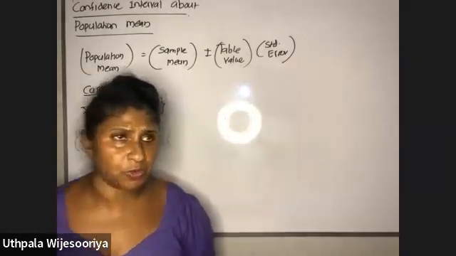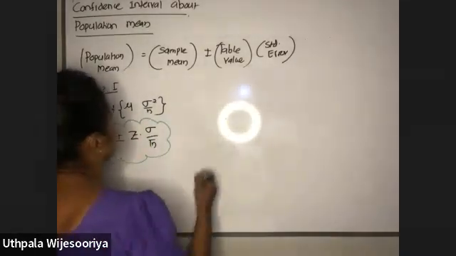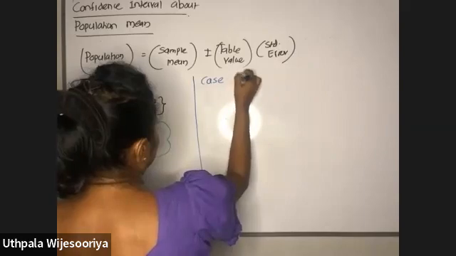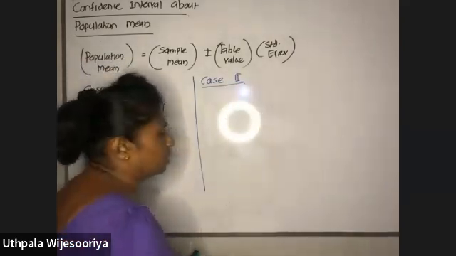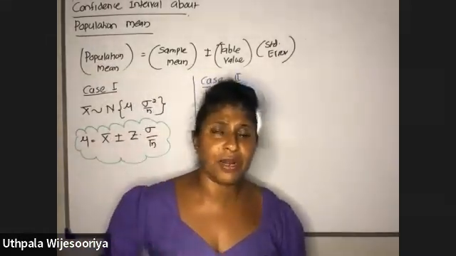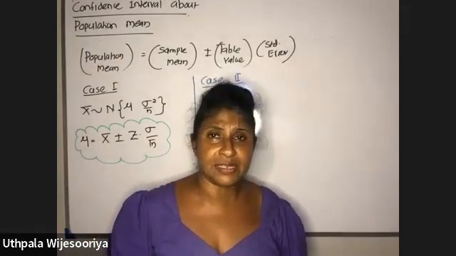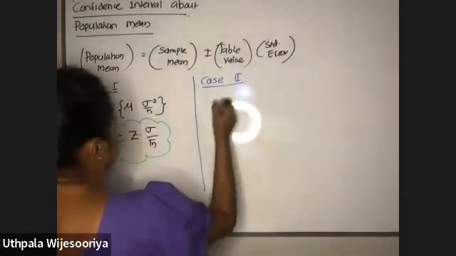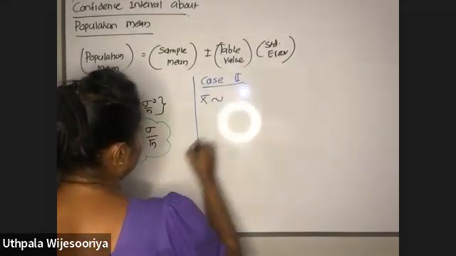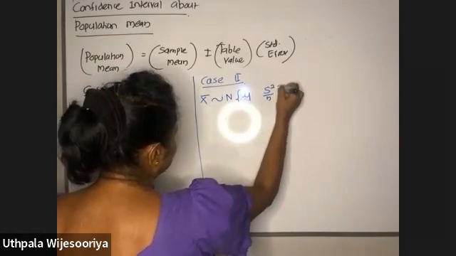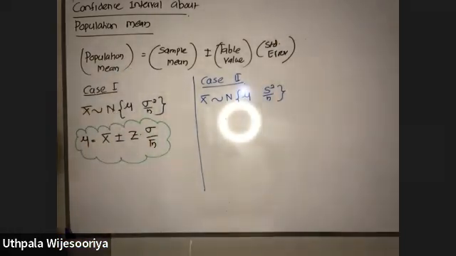What is your case number 2? Case number 2: population is normally distributed, population variance is unknown, for large samples. So from a normal population with unknown variance, once you draw a large sample, what is your sampling distribution? The sampling distribution of sample means is normally distributed with mean mu and what is your variance? S square over n. Your population variance is not known.